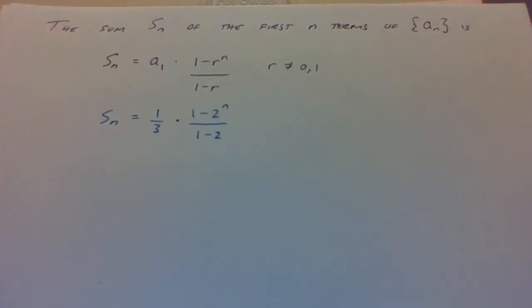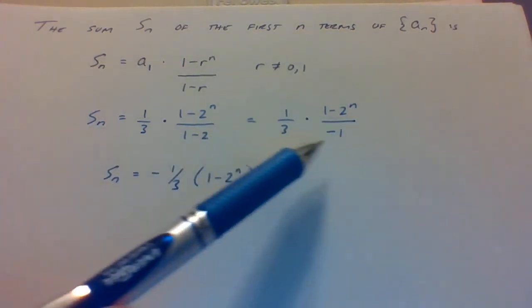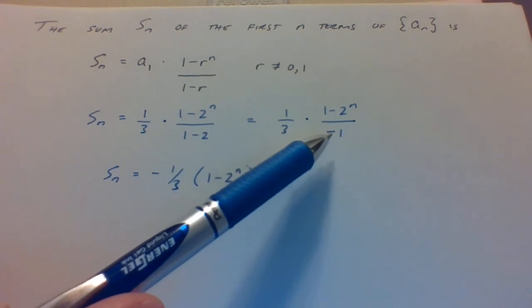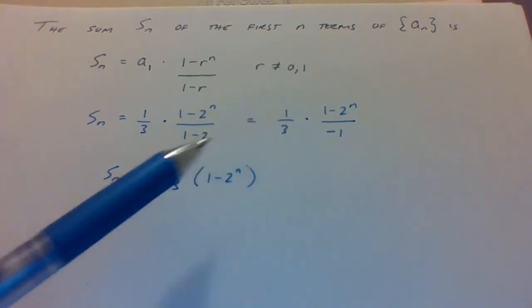Let's go ahead and plug in our first term and our common ratio. Then we can go ahead and simplify this. In our denominator, 1 minus 2 is going to give us a negative 1. And we can pull this negative 1 out in front, multiplying it by this 1/3.